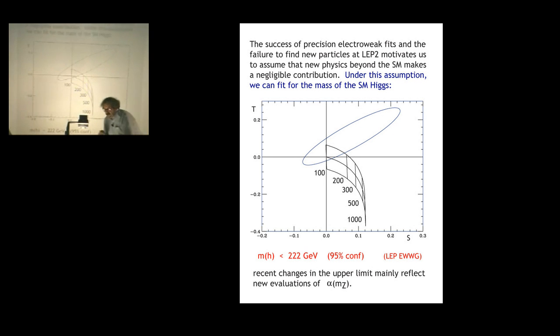Now, the success of precision electroweak fits, and maybe I should say the failure to find new particles at LEP2, which means that any new physics that could be added to precision electroweak fits has to be very heavy.